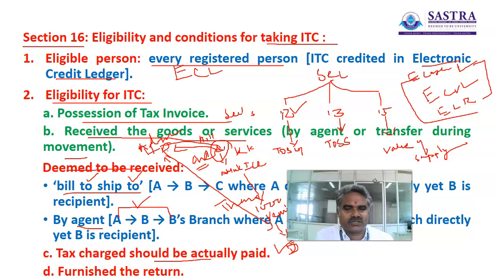So, what does Section 16 say? One is eligible person. The eligible person should be a registered person.